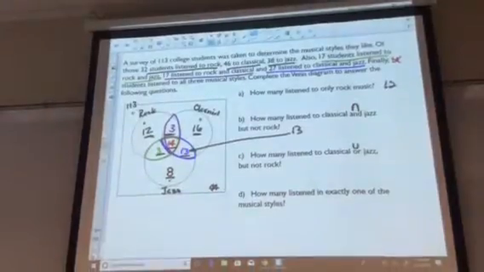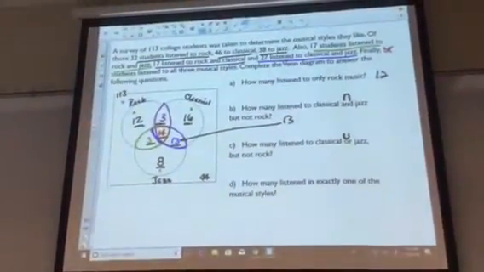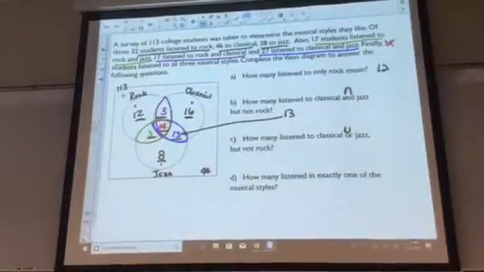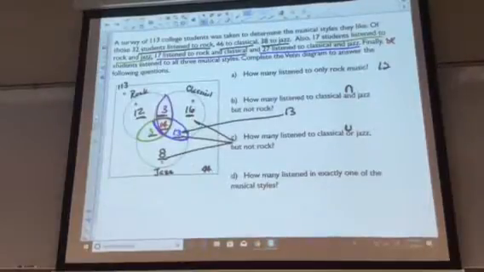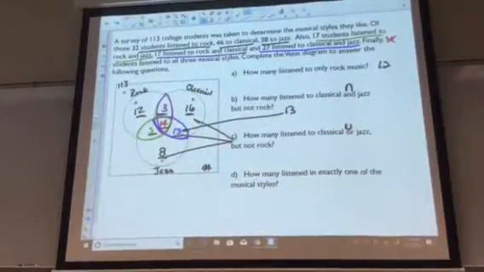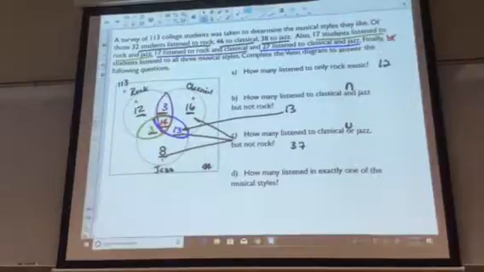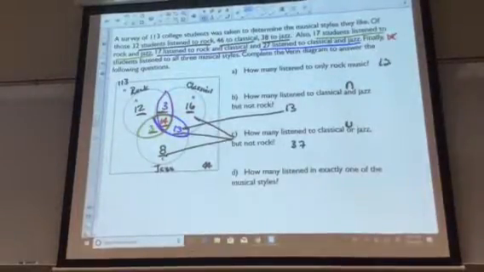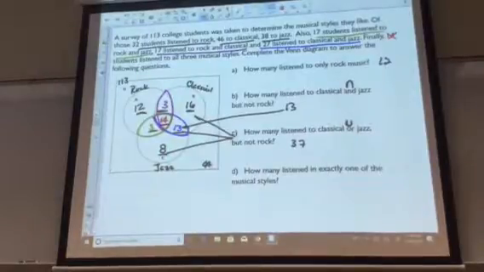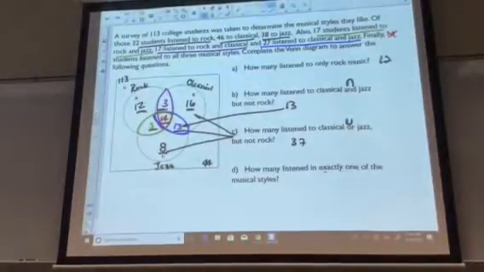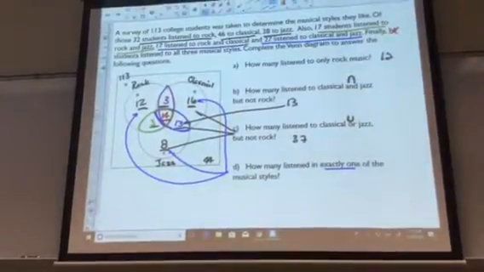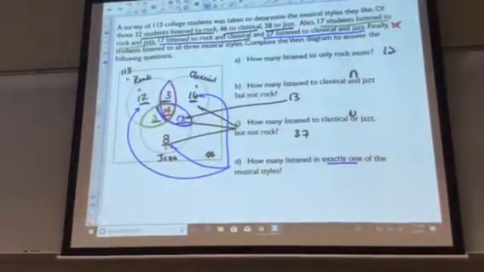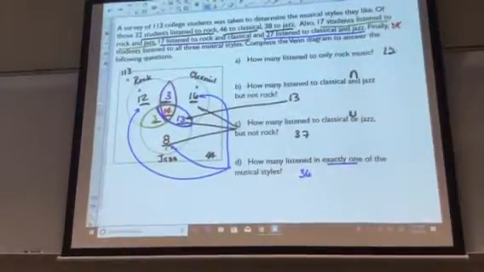Classical or jazz, combine them all together, but take away rock. So that means you're talking about this piece, and this piece, which is 37. Exactly one style of music. Exactly one would be here, here, and here, which takes us to 36.